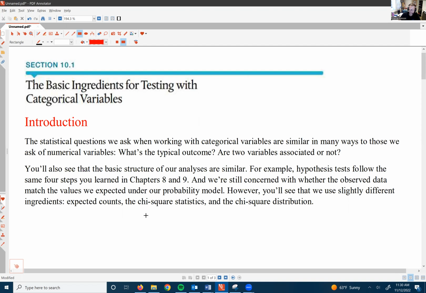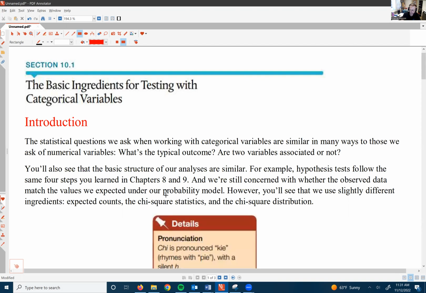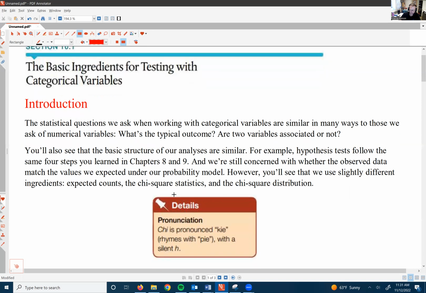However, you'll see that we use slightly different ingredients: expected counts, the chi-square statistic, and the chi-square distribution. Yes, that CHI is pronounced chi, rhymes with pi, with a silent H. The chi-square distribution.